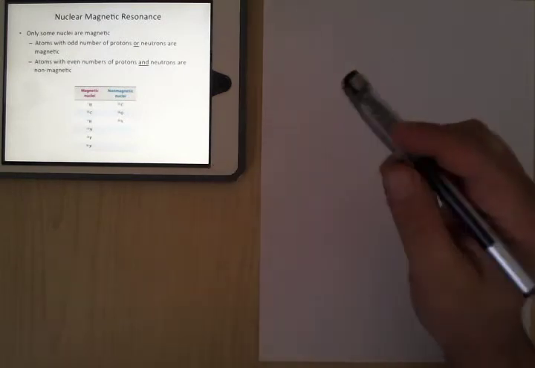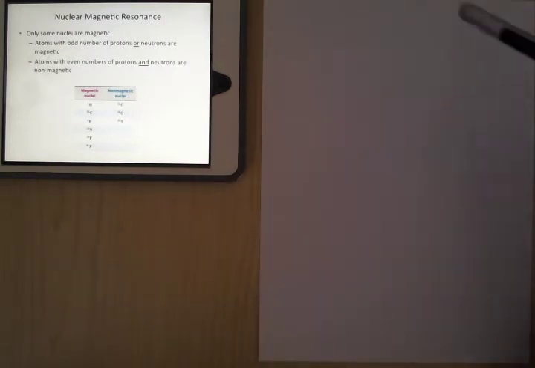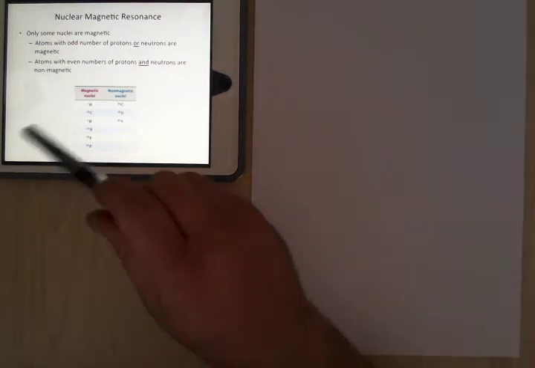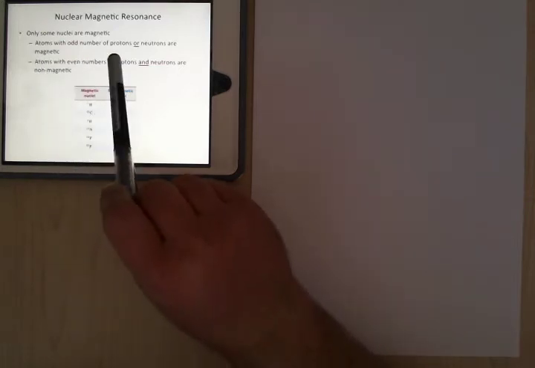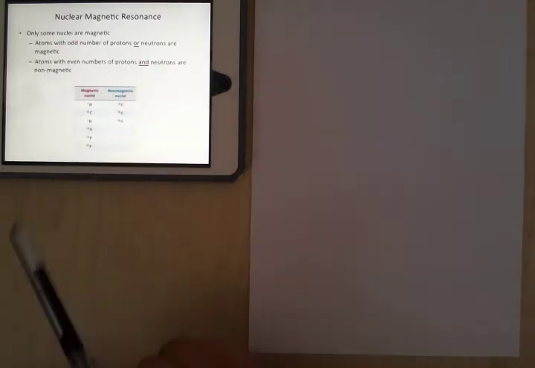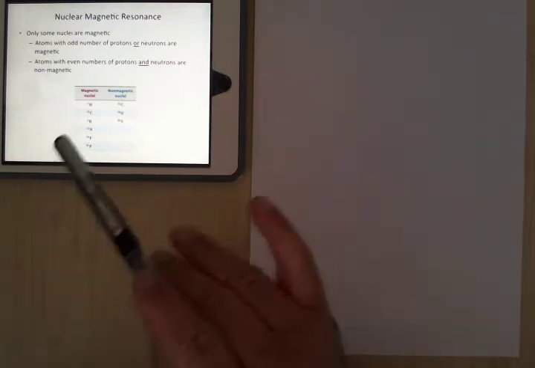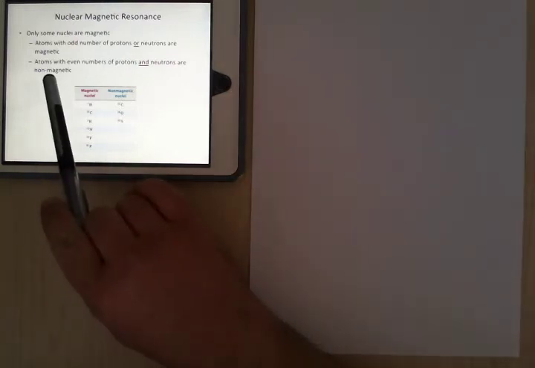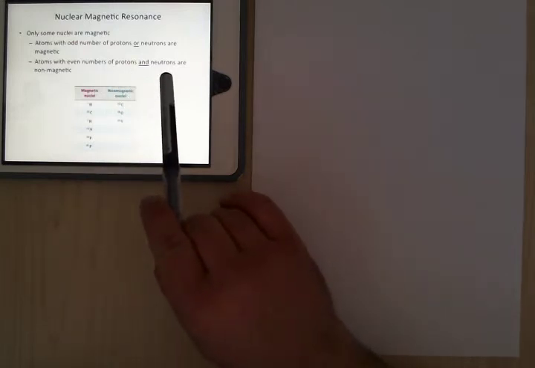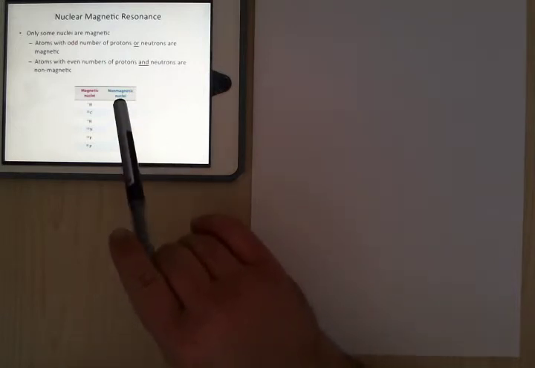The problem is only some nuclei are magnetic. You would think that they all are, but not all of them are. It turns out that if you have either an odd number of protons or an odd number of neutrons, you're magnetic. It doesn't matter which one; as long as one of them is odd, you're good. But if the atoms have both even protons and even neutrons, then they're non-magnetic.